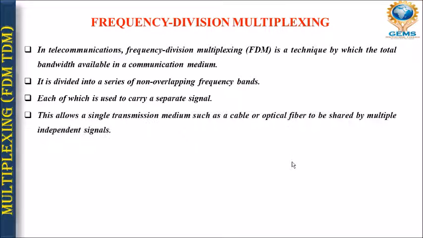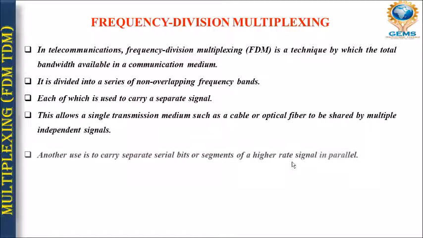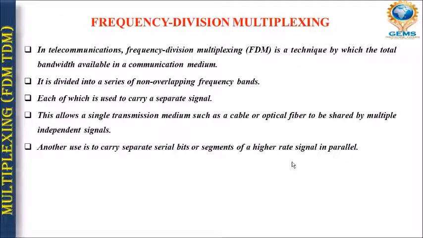It allows the transmission medium such as a cable or fiber optics to be shared by multiple independent signals. See, basically FDM is used in wired communication channels, right? Okay. Another use of this is to carry the serial bits and segments of a higher rate signal in parallel. Frequency division multiplexing is very much used when we are using a large amount of segments having a higher rate, and they may be transmitted in parallel.